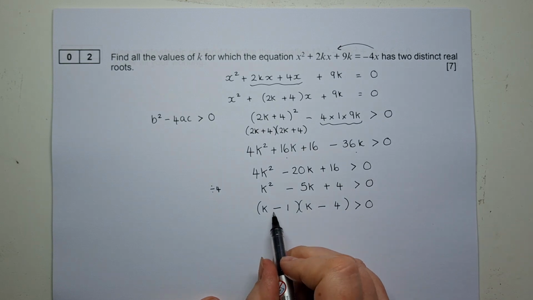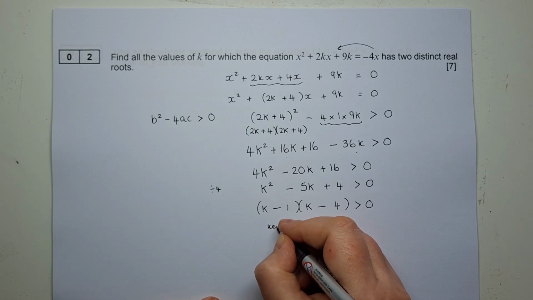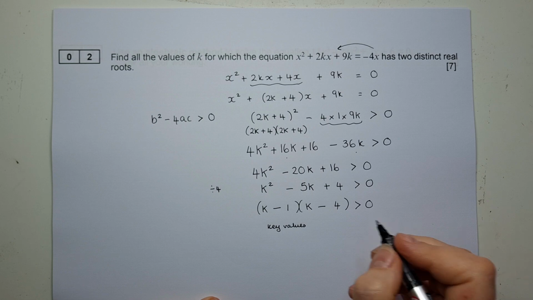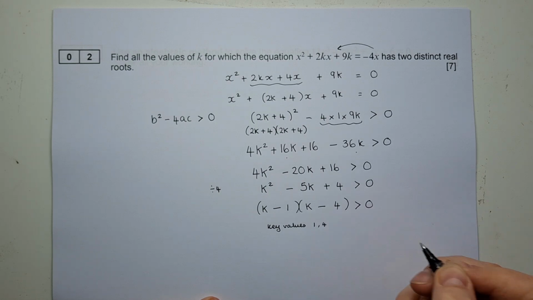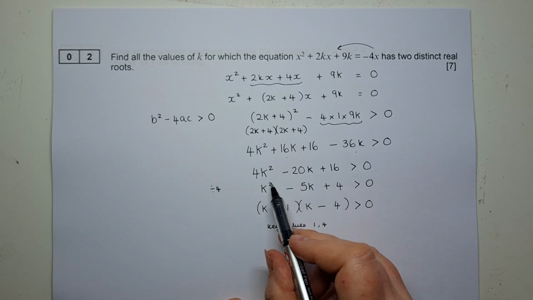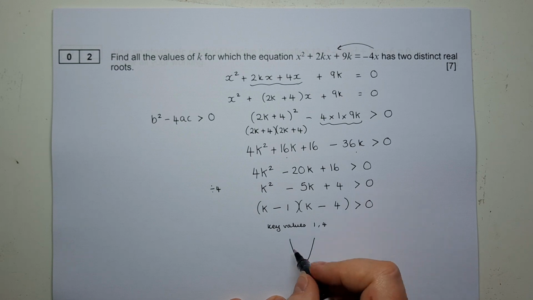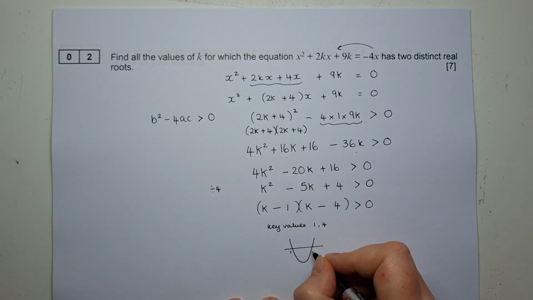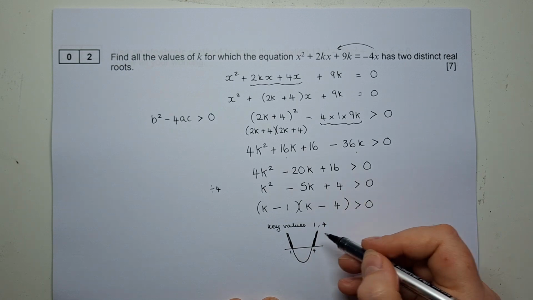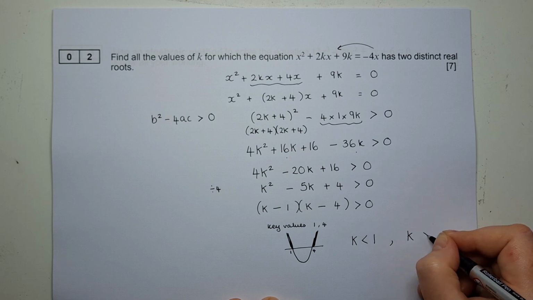You don't say either this is naught or this is naught. You think about it and you think what would be the values that would make those brackets 0. They would be the 1 and the 4, but they aren't your answers. You're thinking about the quadratic. Where is this quadratic here, k squared minus 5k plus 4, where is that above 0? We know it's at 0 at 1 and 4, so it's above 0 here and here. So that would correspond to k being less than 1 and k being above 4.